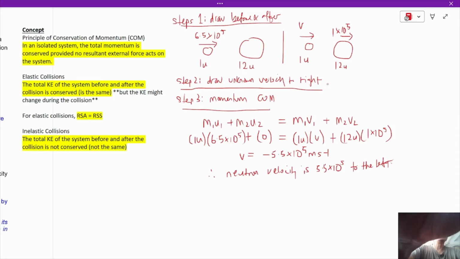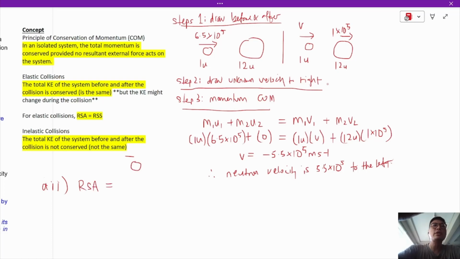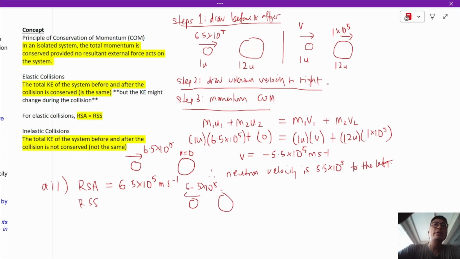For elastic collisions, we check the RSA, the relative speed of approach. The neutron is going this way at 6.5 times 10 to the power of 5, and the carbon atom is 0. So the relative speed of approach is 6.5 times 10 to the power of 5 meters per second. Now what about the relative speed of separation? The neutron is moving to the left at 5.5 times 10 to the power of 5, and the carbon atom is moving at 1 times 10 to the power of 5.